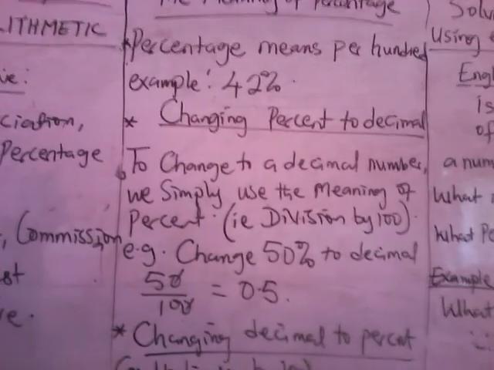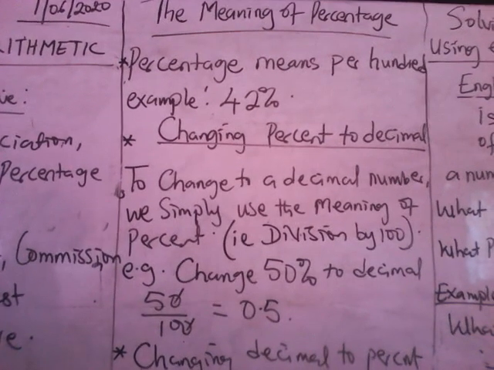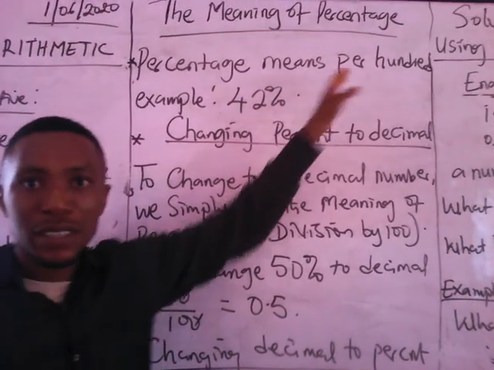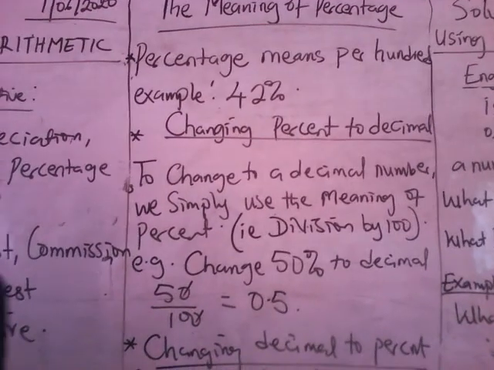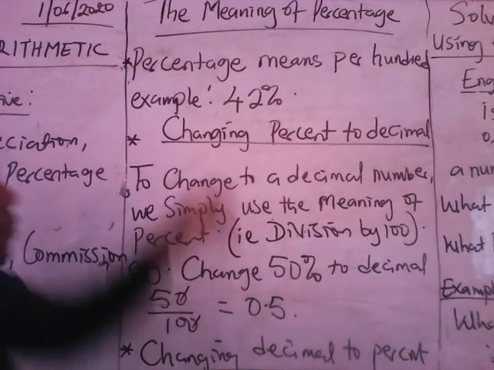on percentage. What is actually percentage? Percentage simply means per 100. Divide something by 100. That is per 100.